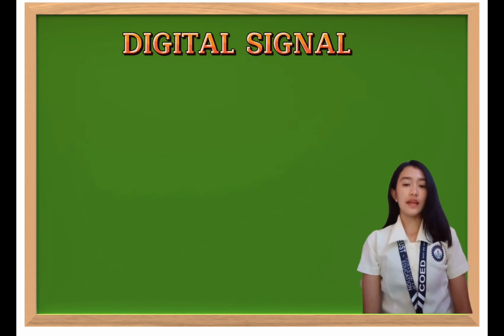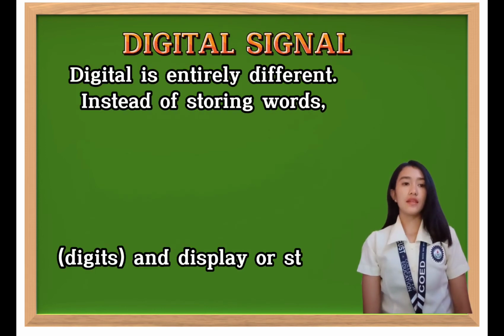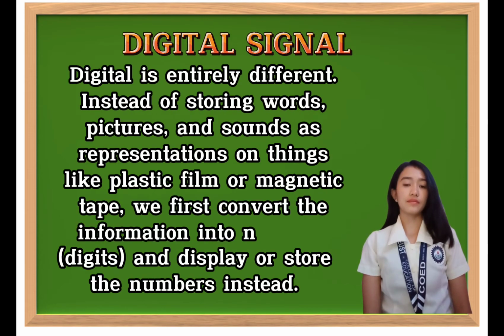Digital signal. Digital is entirely different. Instead of storing words, pictures, and sounds as representations on things like plastic film or magnetic tape, we first convert the information into numbers or digits and display or store the numbers instead.